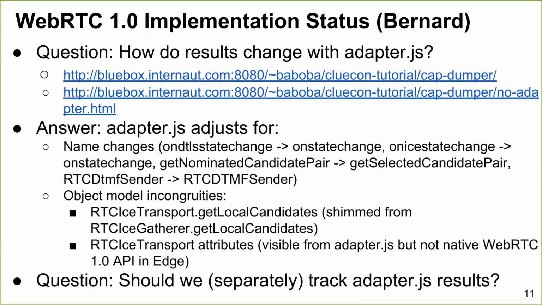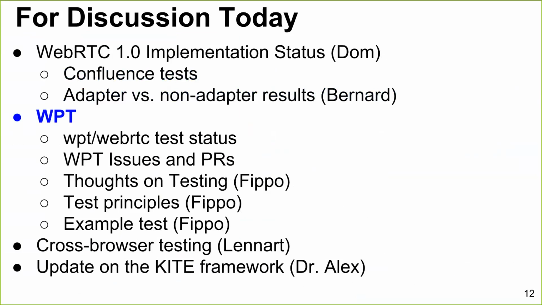Because of the name changes, a bunch of things don't show up in the Confluence tracker, and also there are some things that can be shimmed via adapter. Like if you have an ICE gatherer, you can shim getLocalCandidates, ICE transport getLocalCandidates. And I think that the lack of the ICE transport attributes may be due to this, although I'm not entirely sure. So the question is, for the purposes of understanding what's been implemented, should we perhaps separately track results with adapter.js so that some of this stuff can get worked in?